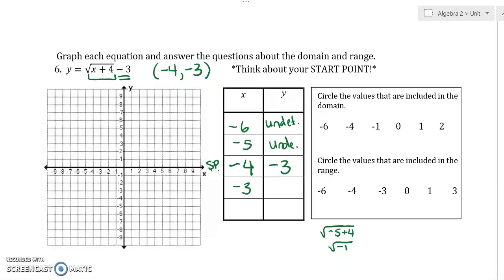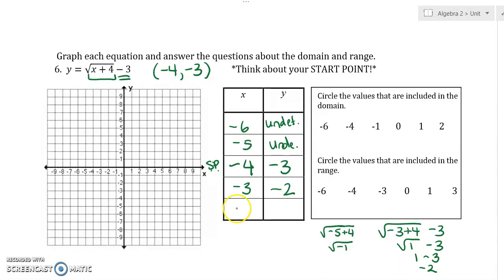So when I put in -3, -3 plus 4 minus 3, well, -3 plus 4 is square root of 1 minus 3. Square root of 1 is 1. 1 minus 3 is -2. So that's my first value, -2.